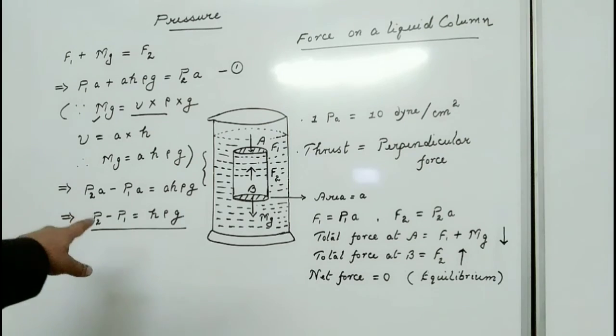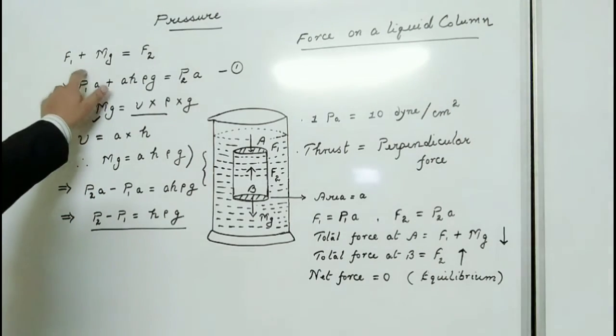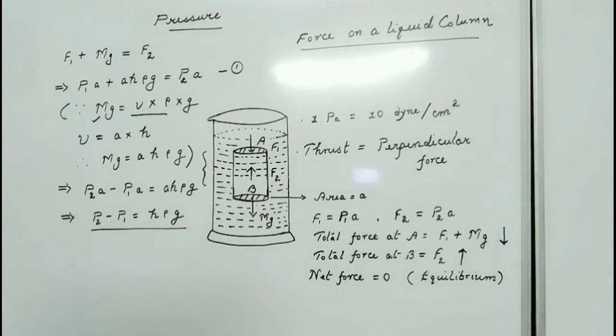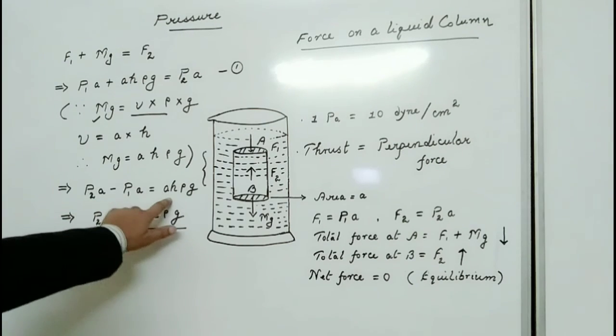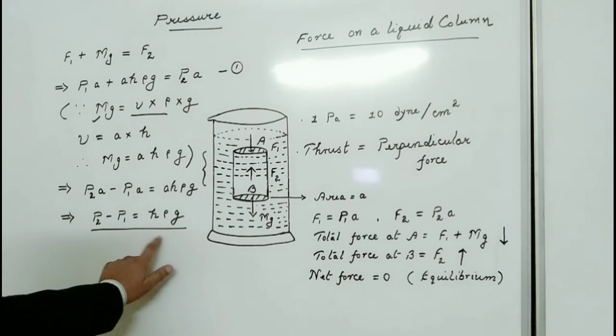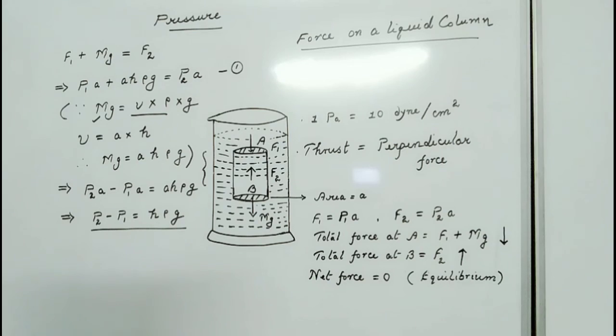Now this mg we are putting in the first step here. So we have (P2 minus P1)A equal to AH rho G. Now A is common throughout and it is cancelled. So we have the difference P2 minus P1 equal to H rho G. This is the formula for pressure difference.